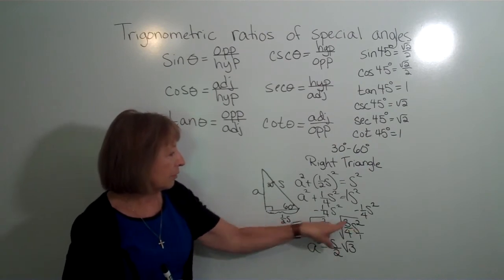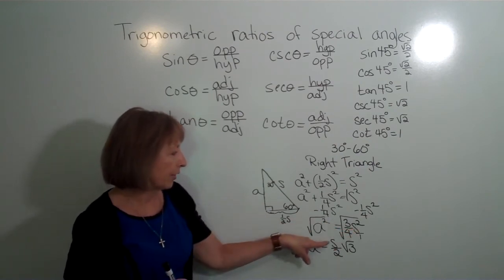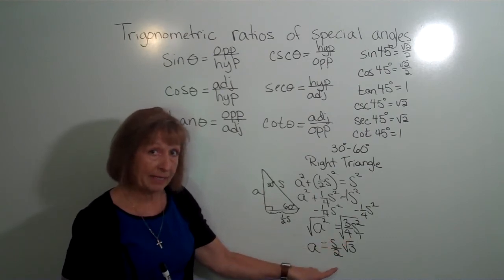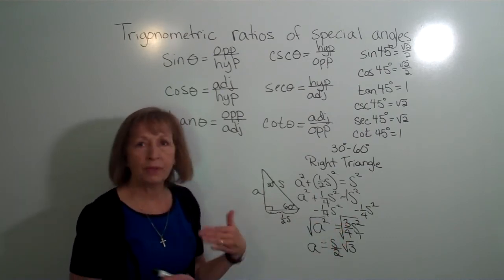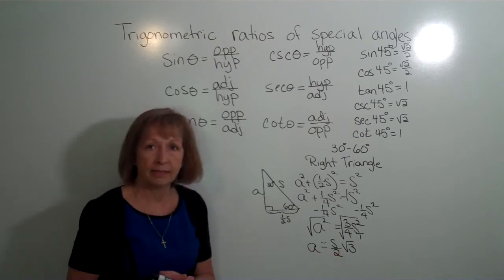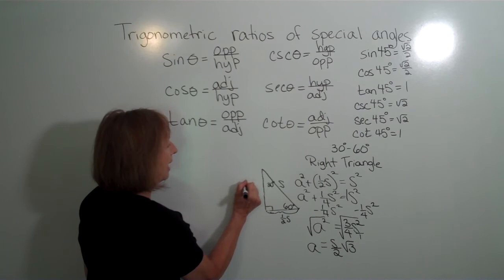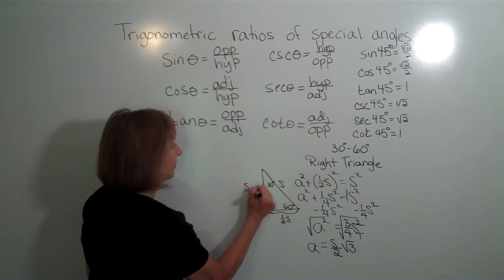So square root of S squared brings an S out, and it's in the numerator. Square root of 4 brings a 2 out, and that's in the denominator. And the square root of 3 doesn't come out, so it's still in the process. So our A here is S over 2 times the square root of 3.